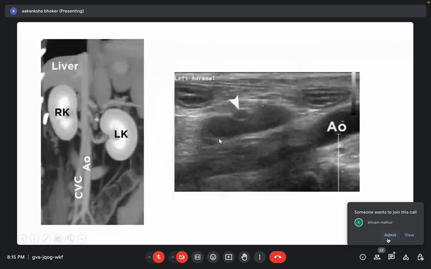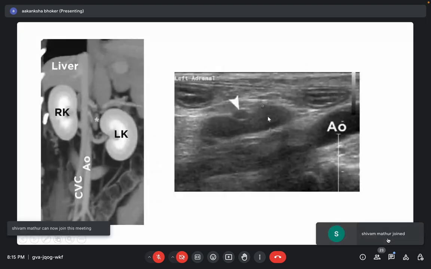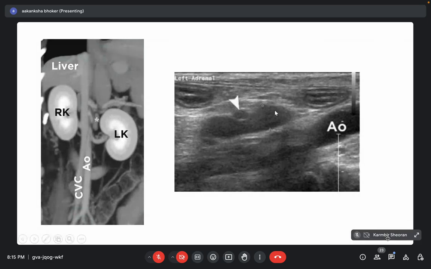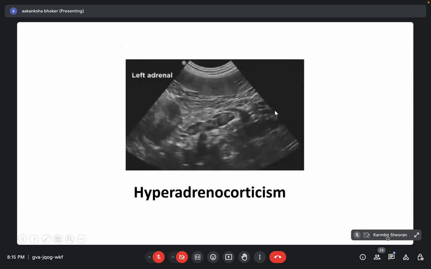Okay, for assessing the pathologies, the thickness of the adrenal should be less than 7 mm. And if it exceeds 7 or 7.5 mm, then we can expect pathologies of the adrenal. So here we can see this is the hyperechoic inner area surrounded by hypoechoic outside. The width is increased. It is more than 7 or 7.5 mm. Then we can say it is hyperadrenocorticism.